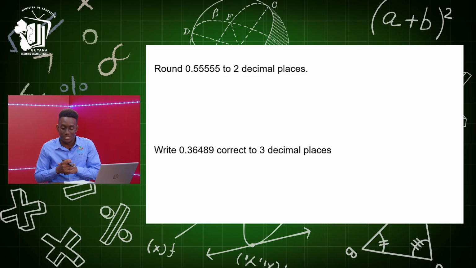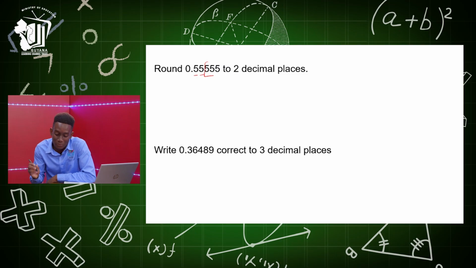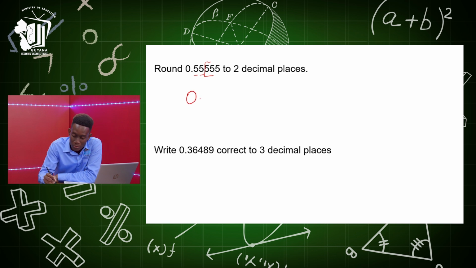Alright, so let's look at some other examples. You can pause the video and work it out on your own. So we have the number 0.55555. We want to write this correct to 2 decimal places. So of course, we count 2 numbers after the decimal point. We count 1, 2, and then we look at the digit after the digit where we stop. This digit is 5. So we add 1 to the previous one. So this will be 0.56. Since we add 1 to the 5, that will become 6.